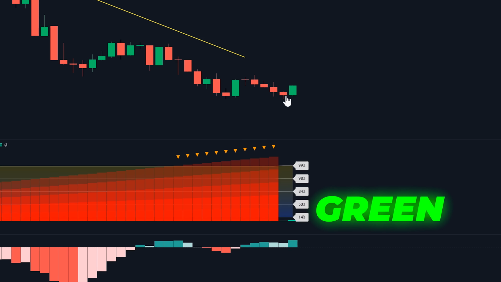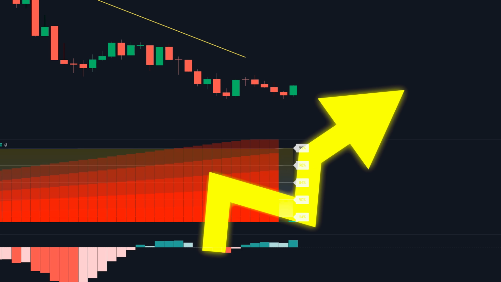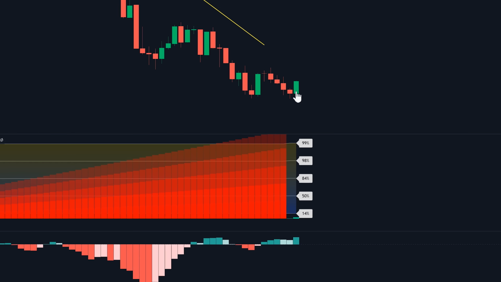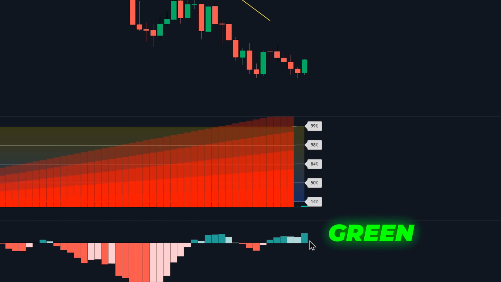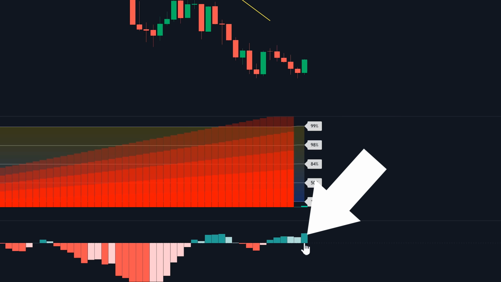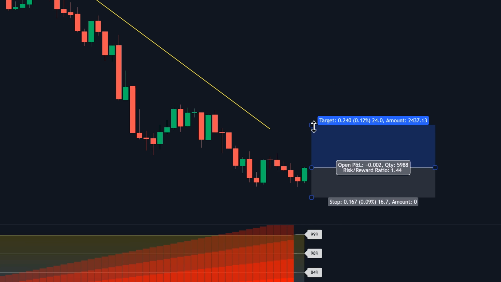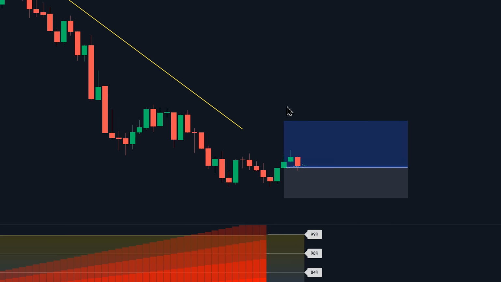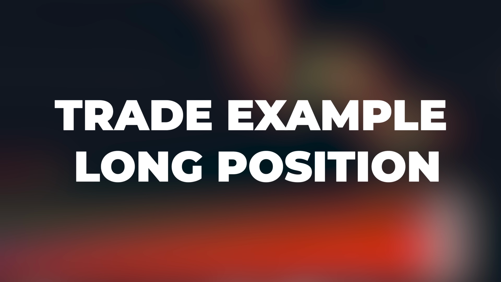So once we have a green histogram bar and a green candle, the last condition is to confirm a bullish momentum using the MACD indicator. You basically want to look at the most recent histogram bar on the MACD and ensure it's also green. With green on the chart candle, a green histogram bar on the reversal indicator, and a green bar on the MACD, we take a long position. Stop loss goes under the most recent swing low, target a 1 to 1.5 risk-reward ratio, let the trade run, and it was profitable.